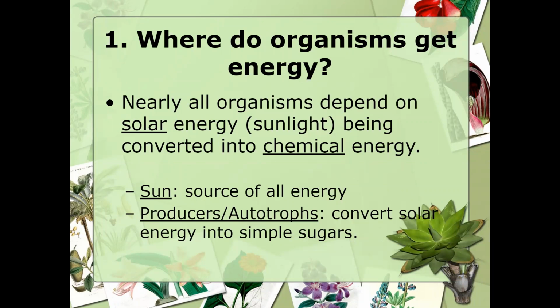So the first thing that I want to talk about is where organisms get energy. This should be review for you. You should already know that ultimately in every ecosystem, energy comes directly from the sun, which is then absorbed by producers, okay? And then after that, it cycles through the ecosystem because consumers are going to eat producers and so on and so forth. So basically what those producers or autotrophs are doing is converting solar energy into a simple sugar.